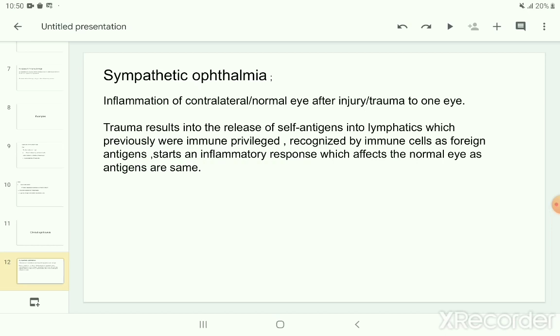That was all about immune privilege. The topic is very important and very frequently tested on board exams.